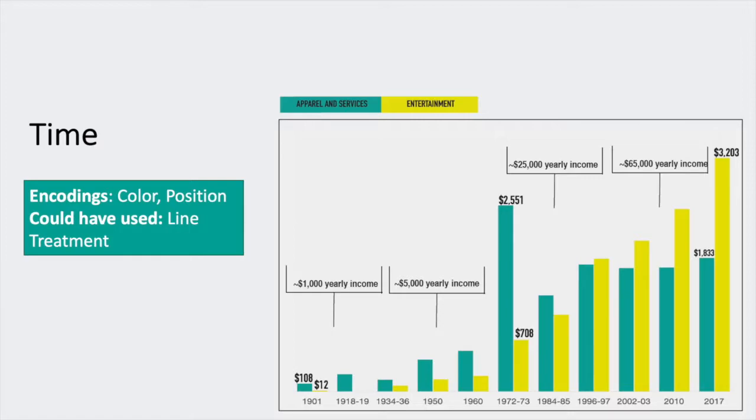I could have also used line treatment to show just a general graph of the trends of the changes over time, but I found that this was more effective as it gave a more visual comparison and representation of how the two values shifted over time.